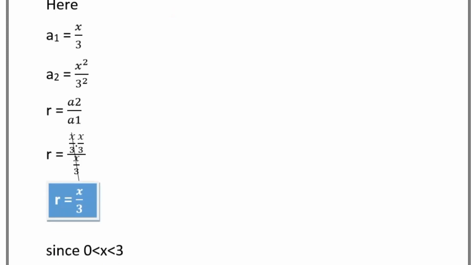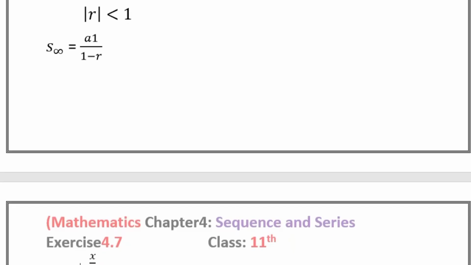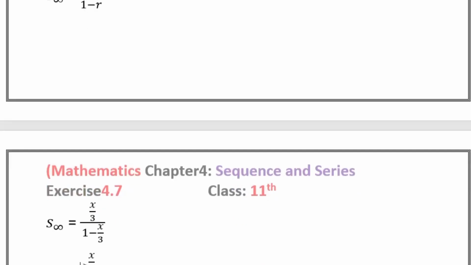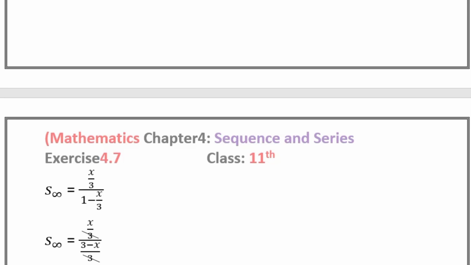Since the given domain is 0 < x < 3, dividing by 3, x divided by 3 is less than 1 and greater than 0. So the modulus of r is less than 1. The sum of the infinite series, S infinite, is equal to a1 divided by 1 minus r. By putting the values, a1 is equal to x divided by 3, and in the denominator 1 minus r, r is equal to x divided by 3. Taking LCM 3, we get 3 minus x, so the 3 cancels. S infinite is equal to x divided by 3 minus x.